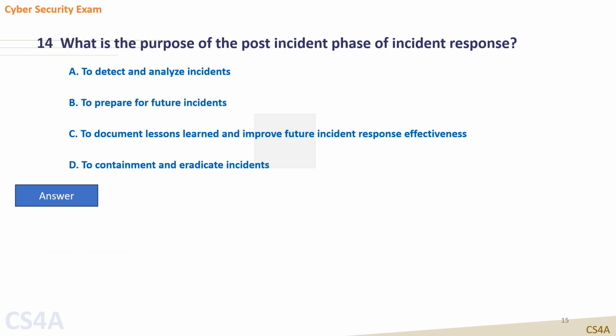So here the question is, what is the purpose of the post incident phase of incident response? So here the options are, to detect and analyze the incident. So this is not the post incident activity. And to prepare for future incidents. So this is also not the correct one. To document lessons learned and improve future incident response effectiveness. Yeah, this is the correct one for the post incident phase. And to contain and eradicate incidents is not the correct one. So option C is the answer.